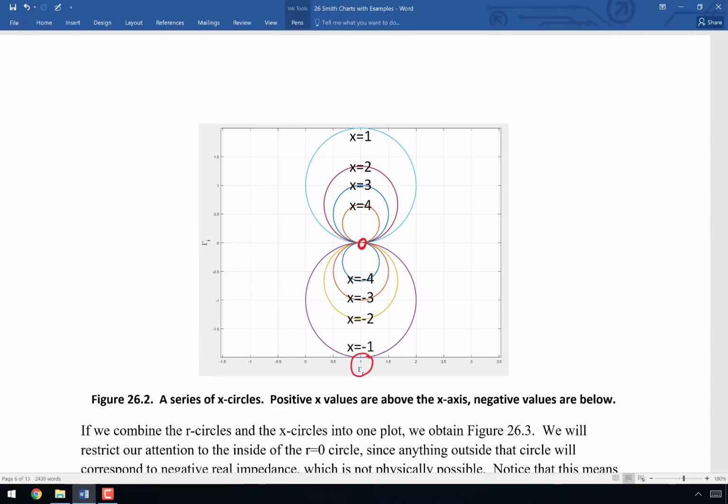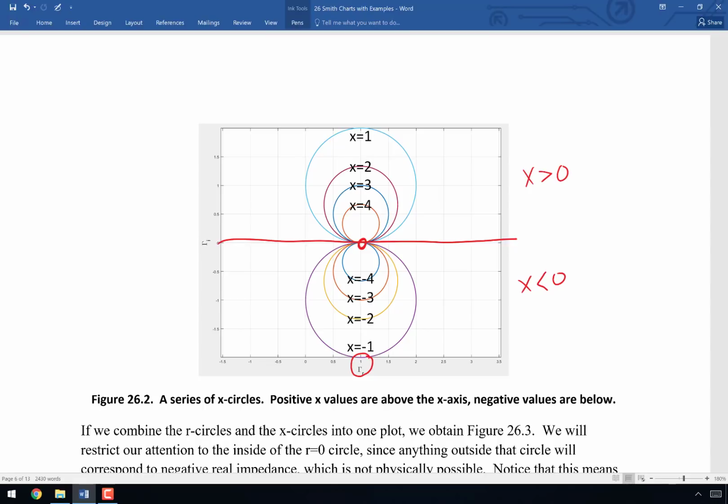Notice that this is the x-axis. It's the gamma r axis. Everything up here is x greater than 0, and everything down here is x less than 0. And so we can think about when we're drawing these x circles, they're either going to be in the top half plane or in the bottom half plane, depending upon the sign of x.